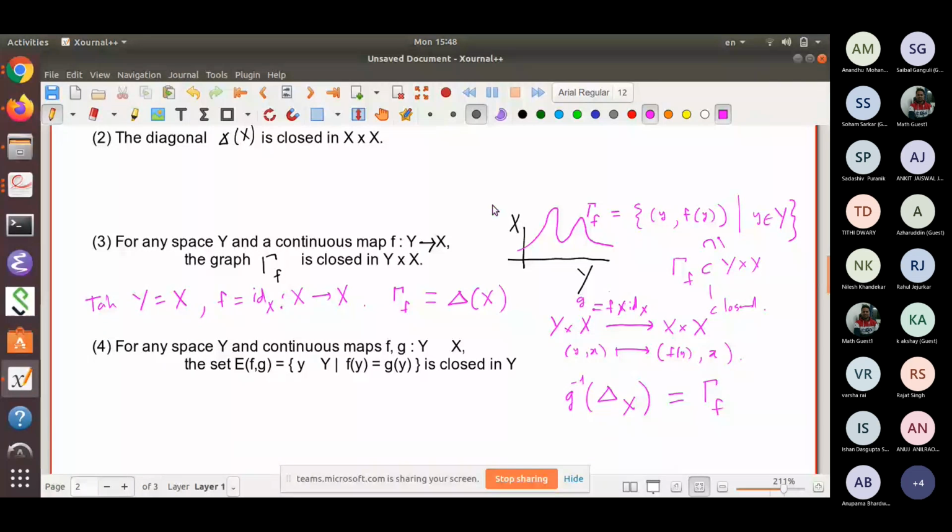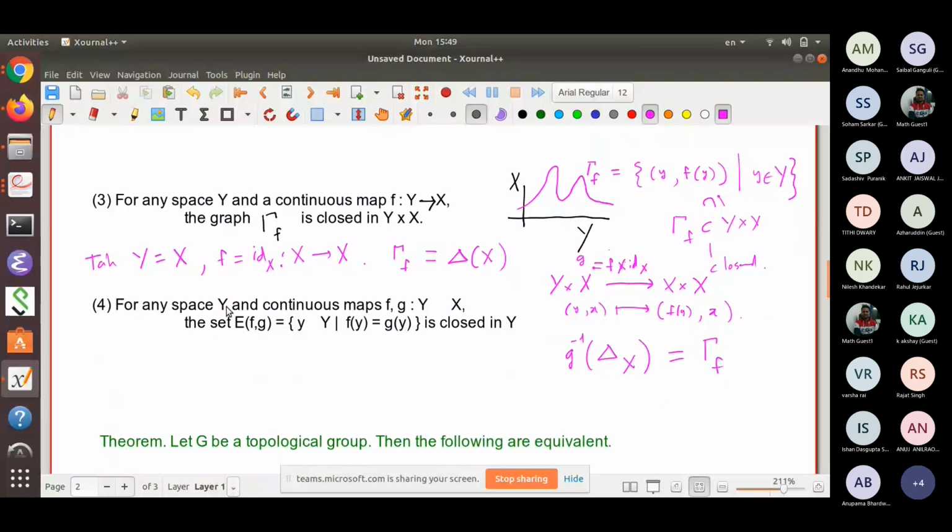Without taking a single neighborhood, without taking a single point, nothing. Just one equation gives the proof. Okay. Next equivalence statement. For any space Y and continuous maps f, g from Y to X, the set of all y in Y so that f(y) is g(y) should be closed in Y. This is also equivalent to the others. Again, very simple argument.